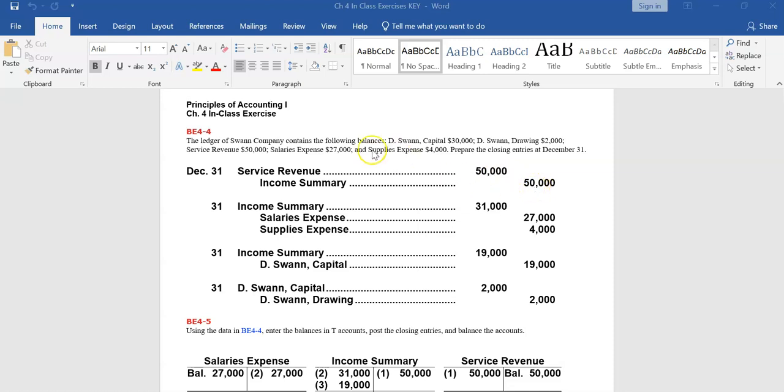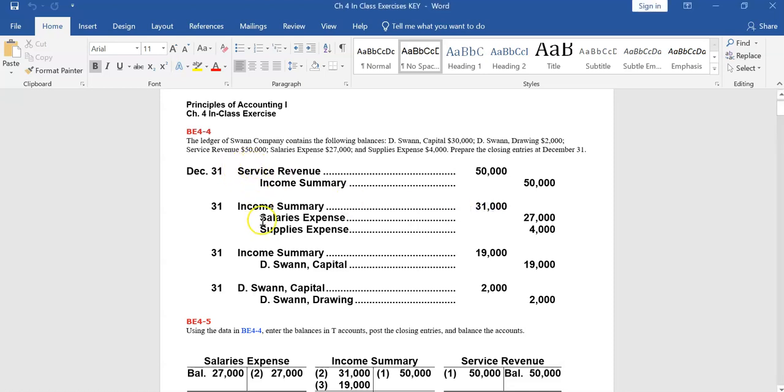Second closing entry, close out the expense accounts. Two expense accounts. Expense accounts have a debit balance. To close out debit balances, we would credit each of those accounts. So our second closing entry will credit salaries and supplies expense accounts for their balances. Crediting those accounts, we have zeroed them out. We will transfer the total amount of all expenses to the income summary account with a debit.